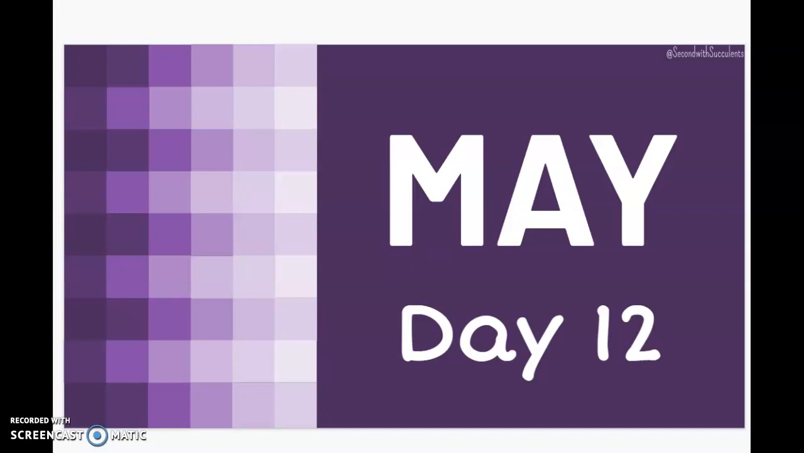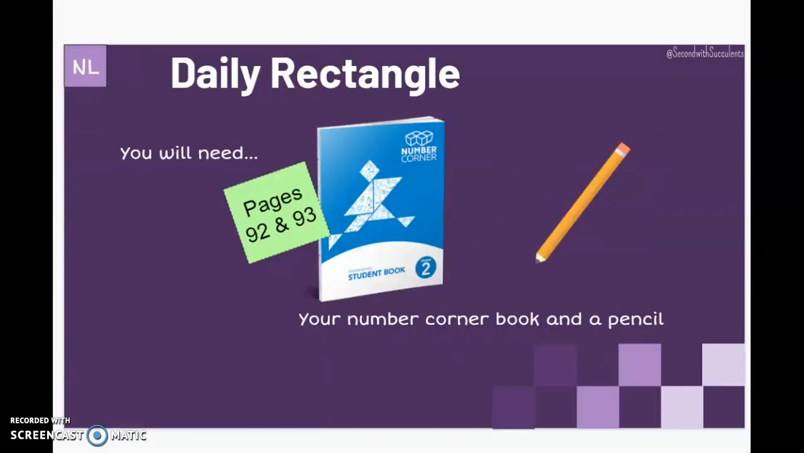For Number Corner today, we will be working with our daily rectangle. You will need your Number Corner book and a pencil. We'll be working on pages 92 and 93 today. You can pause the video now to get what you need.